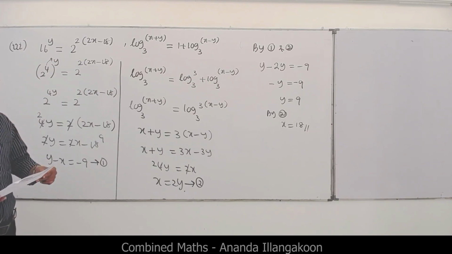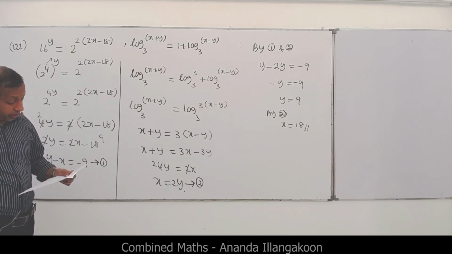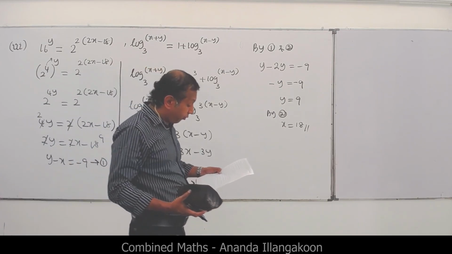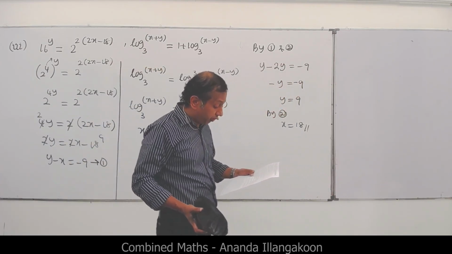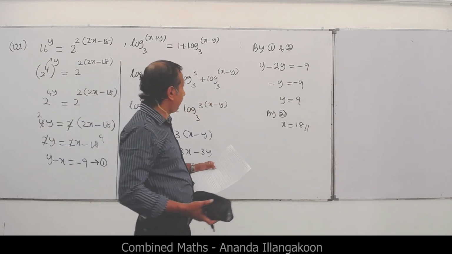Next one, number 6. Right. On the same diagram sketch the graph of y equals mod x plus 3 minus 1 and y equals 2 times mod x minus 3. Right.